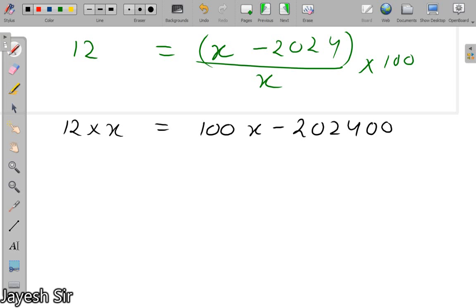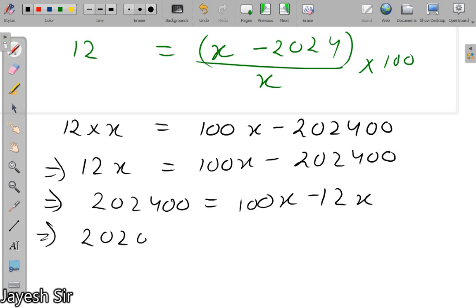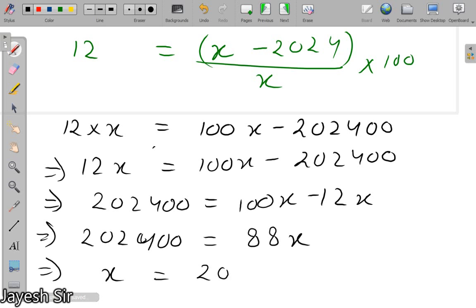X is transported to the right hand side. So this will be 12X is equal to 100X minus 202400. Transporting all the X to one side, 202400 will be equal to 100X minus 12X. Now we already know how to solve 100X minus 12X, that is 88X. And lastly, we have to determine the value of X, that will be 202400 upon 88. We need to solve this now.